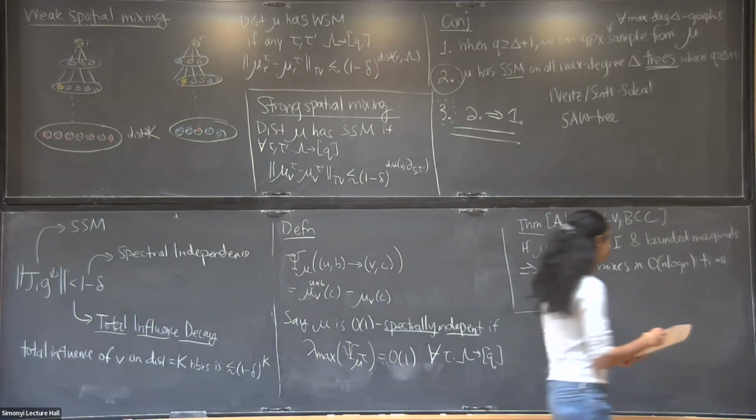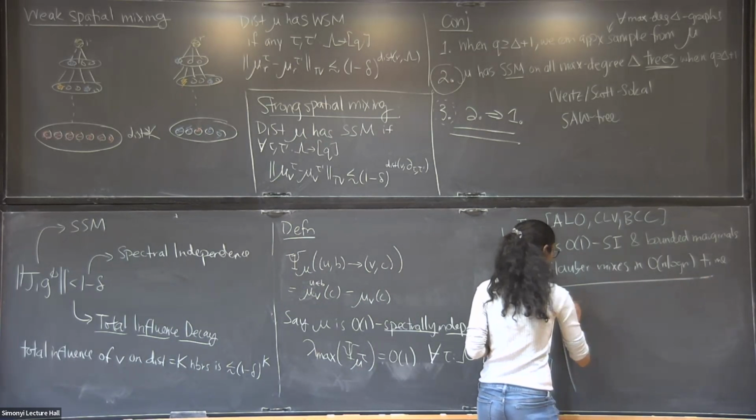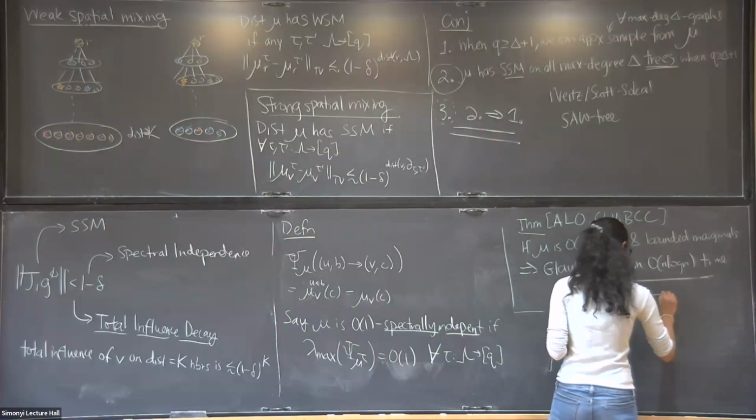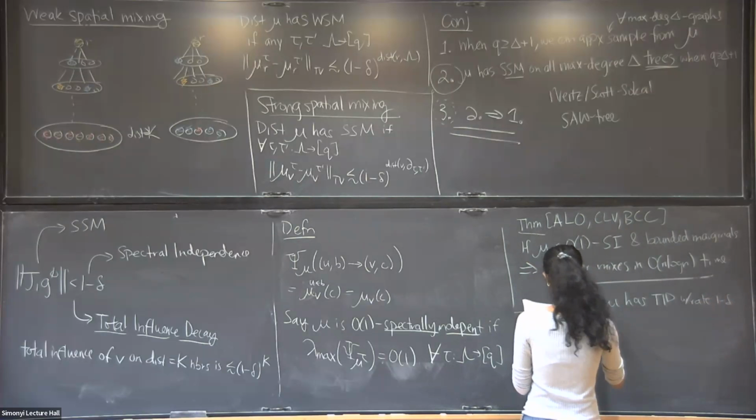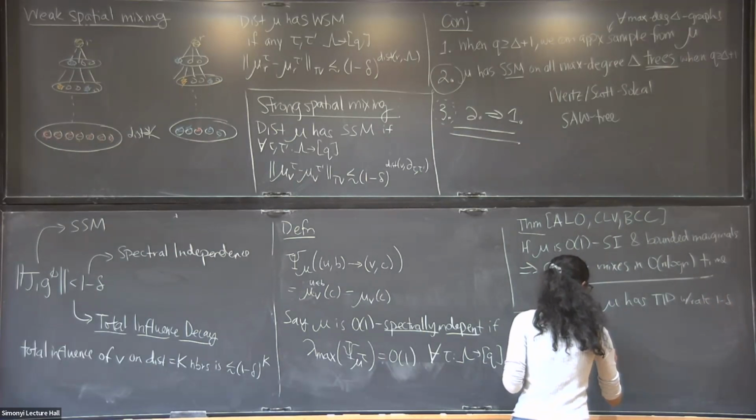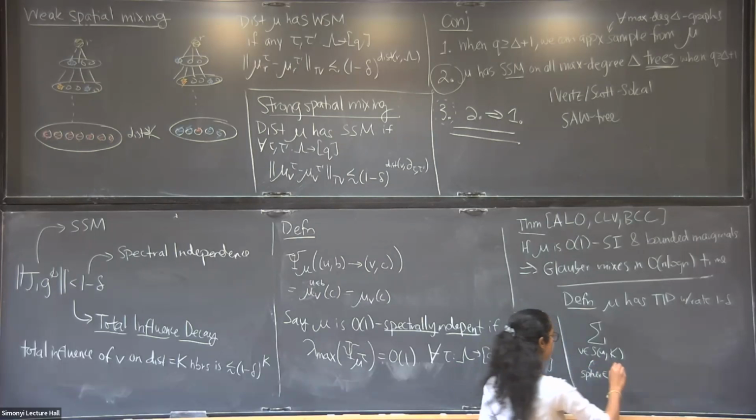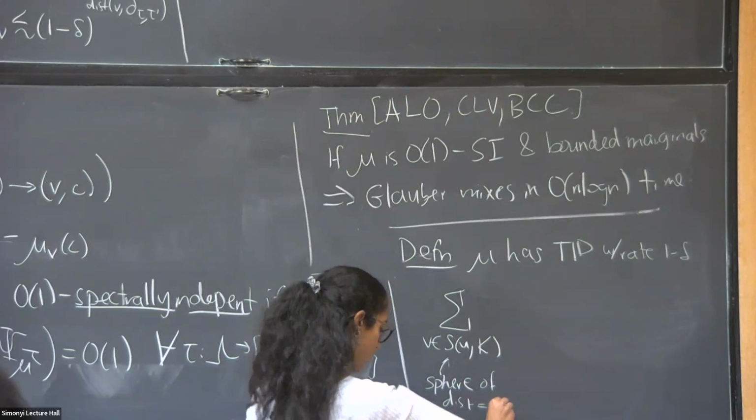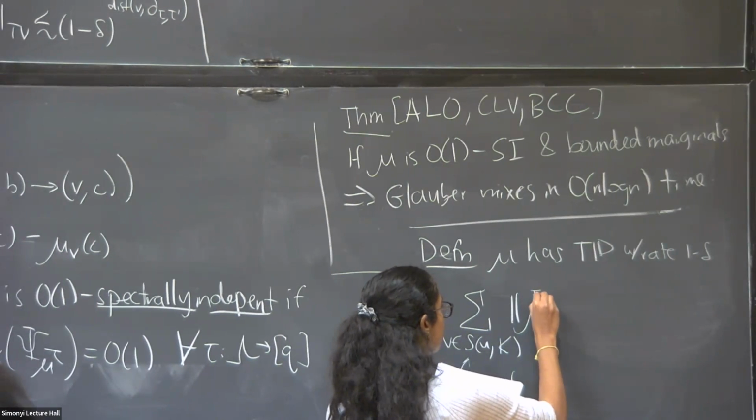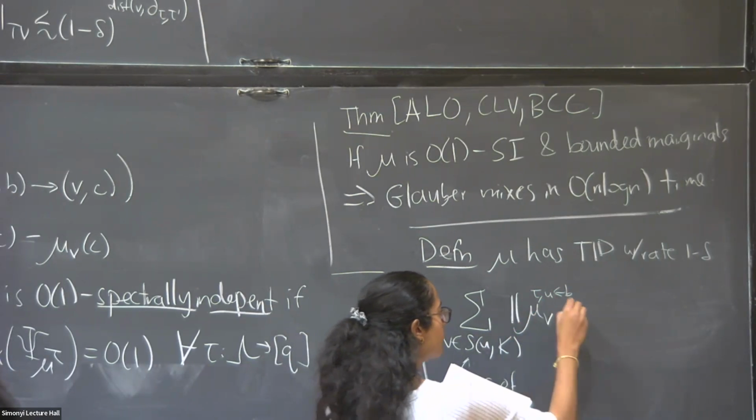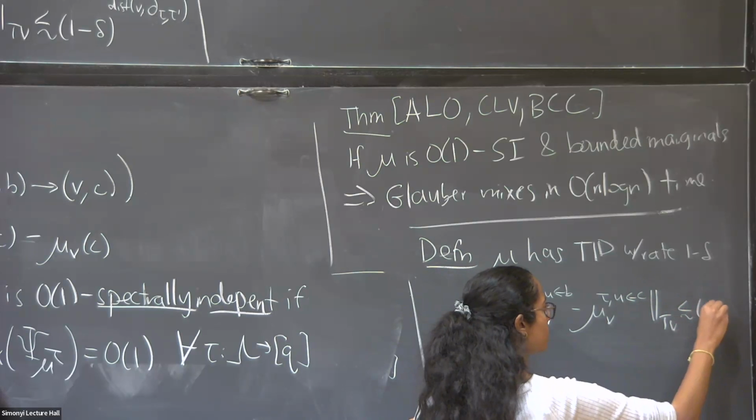So I can actually write formally what the definition is. Mu has total influence decay with rate 1 minus delta if it's the case that the sum over all the vertices, I'm going to use S_k to be the sphere, which means exactly distance k, of the difference in marginals, for all pinnings, so the influence when I make the vertex U versus when I make it some other color C, is decaying exponentially.